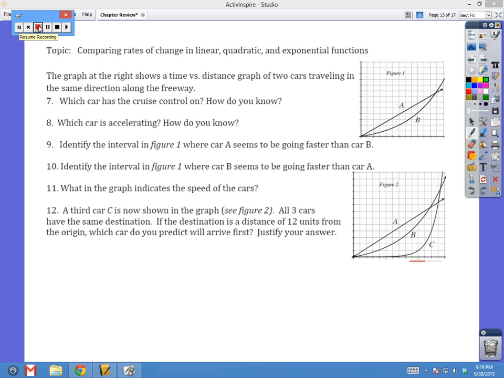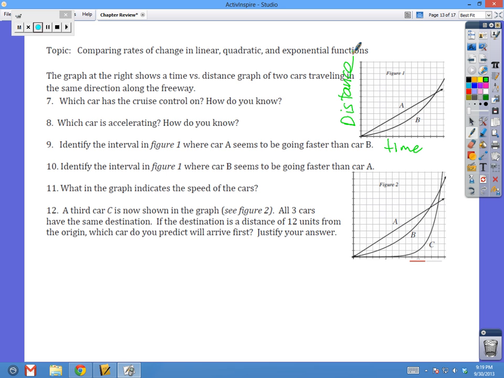Okay, this is where we just barely left off. So if you are comparing time with distance, that's kind of sloppy. Time with distance, what you need to know is the steepness of the line is speed.